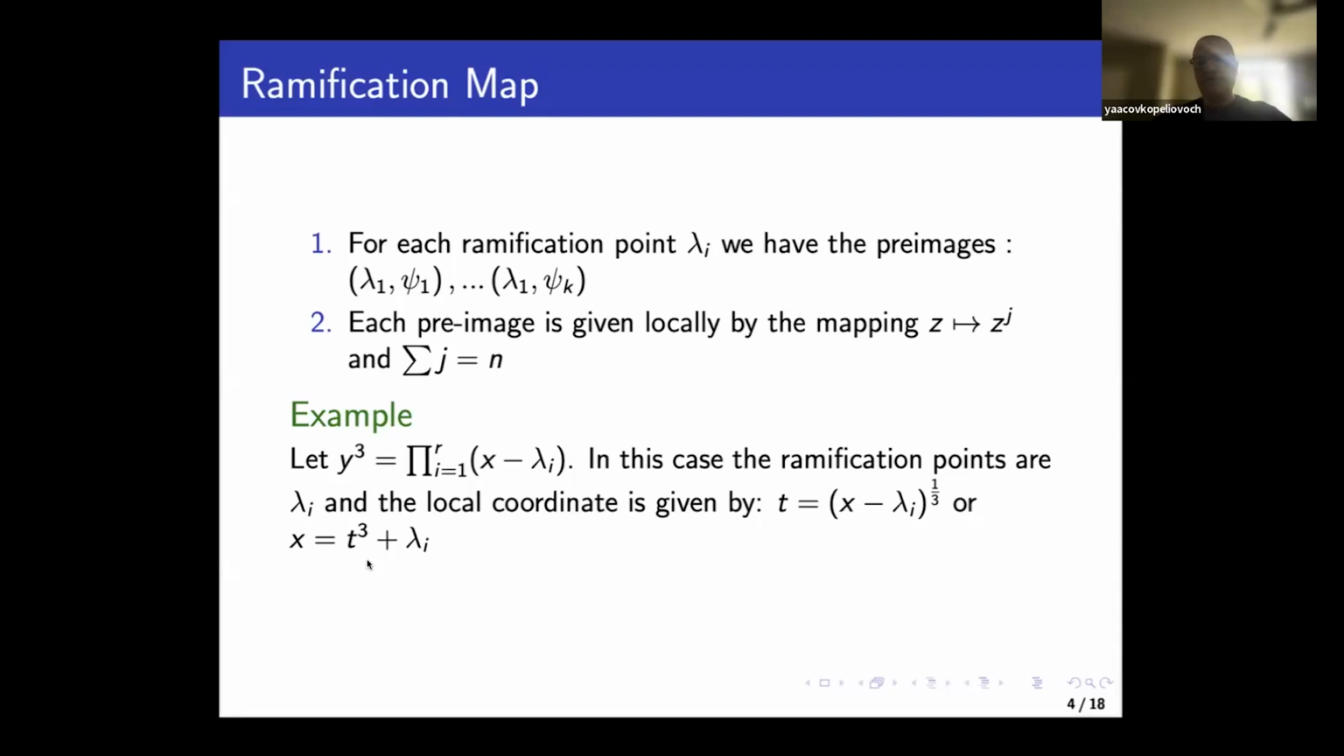Consider, for example, something of the form y cubed equals x minus lambda_i, and then the ramification points are the lambda_i's. Now, in those ramification points, the coordinate is not going to be 1 to 1, it's going to be 3 to 1, and you can see it because I'm going to define the coordinate on the point as (x minus lambda_i) cube root, or the coordinate will be t cubed plus lambda_i. So this represents the fact that 3 points are coming together on a curve. Okay?